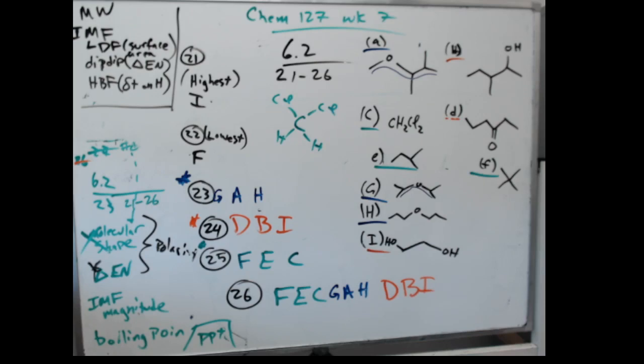So there were 3. I paused because there were 2 different topics down here that related to this 6.2 problem, and that was the IMF magnitude, which I think we discussed, and then also boiling point ordering, which this problem was all about.